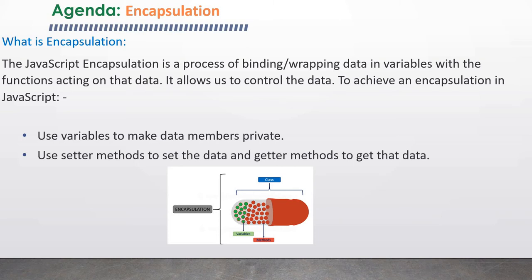encapsulation. Okay, so it helps you to wrap up some data to a specific value, to a specific variable, to make it private, to hide the data, so that the data is not open. But to assign the value to that variable, you have to use one method called setter method or set method, and to retrieve the data we have to use another method called get method or getter method.